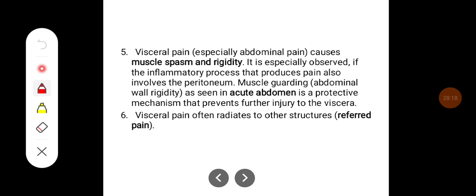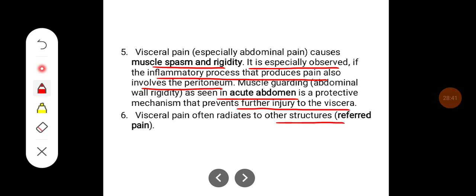Visceral pain causes muscle spasm and rigidity, especially in abdominal pain. It is especially observed if the inflammatory process that produces pain also involves the peritoneum. The muscle guarding, that is abdominal wall rigidity, seen in acute abdomen, is a protective mechanism that prevents further injury to the viscera. Visceral pain often radiates to other structures, which is called referred pain.